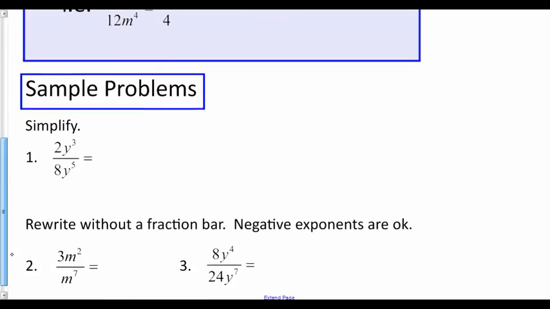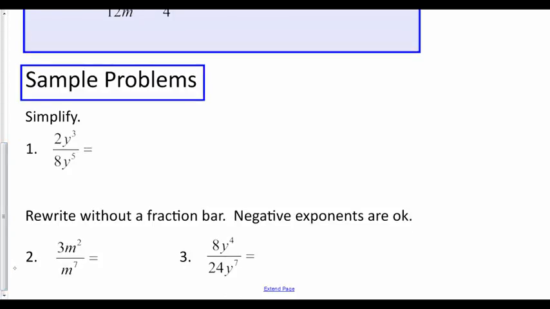So let's look at some examples here. I want to simplify 2y to the 3rd over 8y to the 5th. 2 over 8 simplifies to 1/4. Y to the 3rd over y to the 5th, I'm going to subtract these exponents. 3 minus 5 is a negative 2. That negative is telling me that my y is in the denominator. And then I just have 1 left over in the numerator.